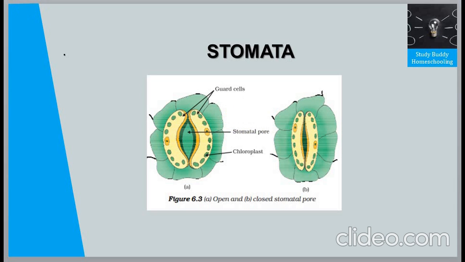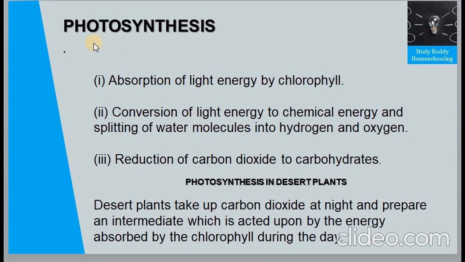So this stomatal pore is very important for exchange of gases, taking in of CO2 and releasing oxygen during photosynthesis. So what exactly is photosynthesis? We discussed the ingredients which are required for photosynthesis: carbon dioxide, water, chlorophyll, sunlight. So how does it happen?